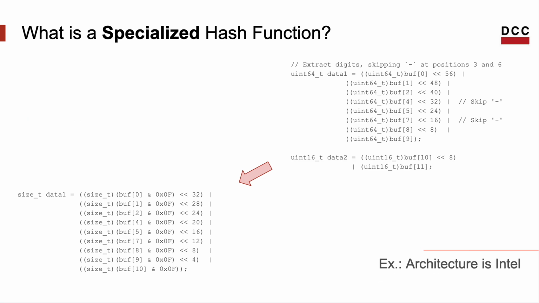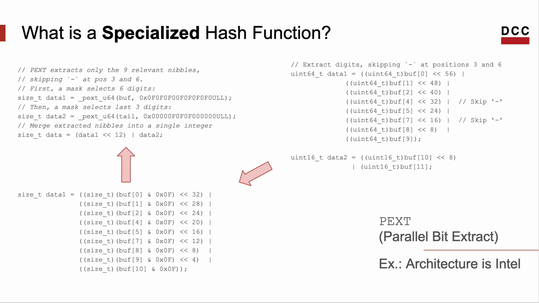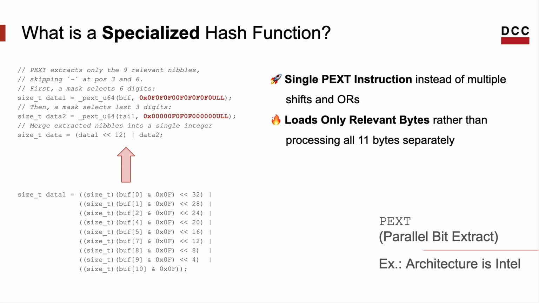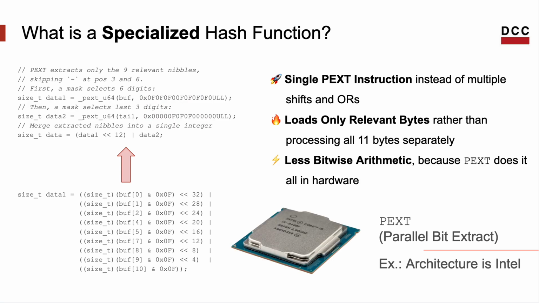Now let's assume that the architecture is Intel. Well, in this case, we can use parallel bit extraction to load all the parts of the key that matter with one single operation instead of having all those loads and ands and ors and shifts. That's a particular instruction that exists in Intel. And then we only load the relevant bytes. It's implemented in hardware, so it's quite fast.